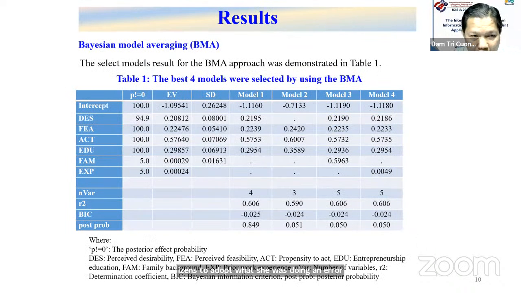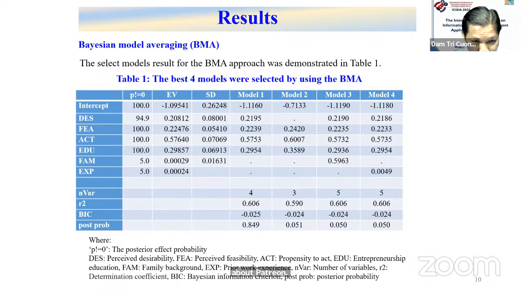According to the Bayesian model averaging in table 1, the best 4 models were selected. As shown in the table, you see 3 regressor variables: perceived feasibility, propensity to act, and entrepreneurial education were 100%. This means that these 3 regressor variables have been in the model. And perceived desirability was 94.9%. That means this regressor variable was in the model 94.9% of the time.